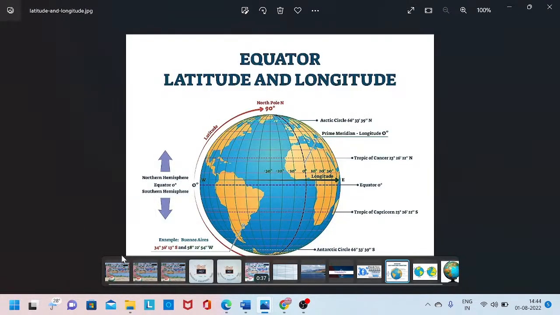You can see here, from the equator towards the north, 23 degrees is the Tropic of Cancer, and here is the Arctic Circle.